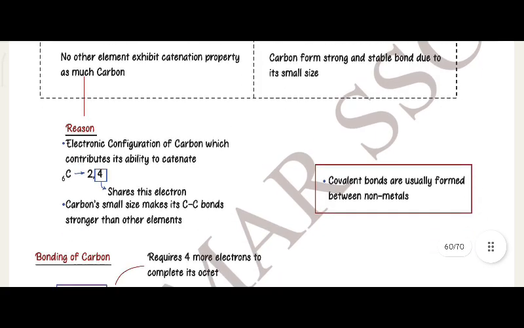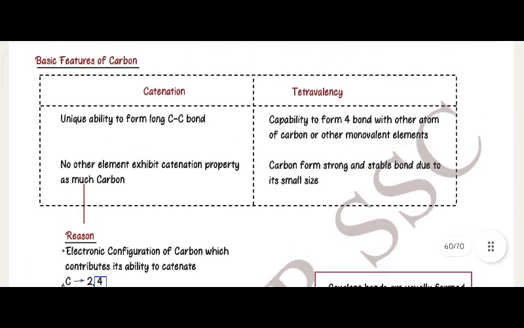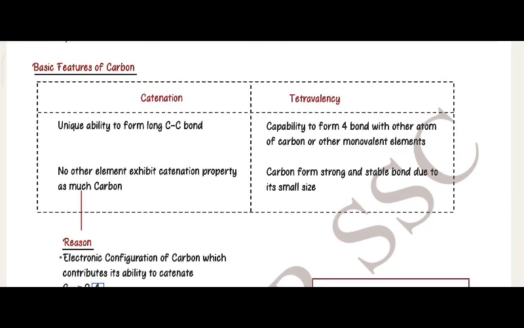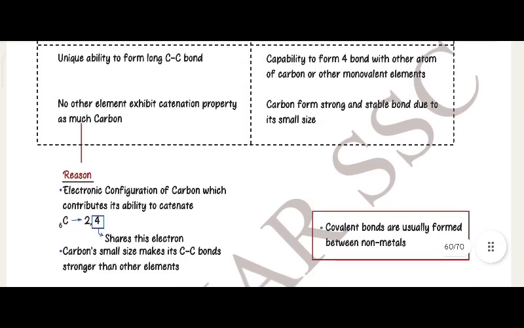The reason is the electronic configuration of carbon, which contributes to its ability to catenate. Carbon, atomic number 6, has configuration 2, 4, so it shares electrons. Carbon's small size makes its C-C bonds stronger than those of other elements. Tetravalency is the capability to form 4 bonds with other carbon atoms or other monovalent elements. Carbon forms strong and stable bonds due to its small size.